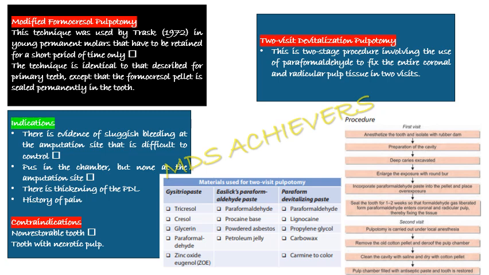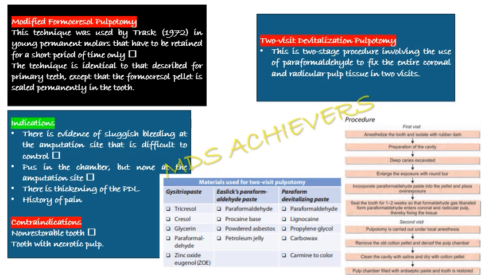And modified formocresol pulpotomy. This technique was used by Trask in young permanent molars that have been retained for a short period of time. This technique is identical to that described for the primary teeth, except that the formocresol pellet is sealed permanently in the tooth. That is, the formocresol pellet is placed, the restoration is placed over that, and if there is no pain after 1 to 2 weeks, then the cap is placed. That means the cotton pellet with the formocresol stays in the patient's mouth itself.